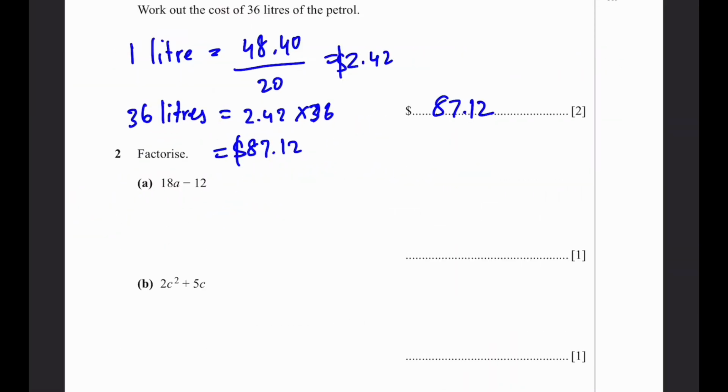Question 2. Factorize 18a minus 12. So the highest common factor of this is 6. And therefore it is 6 into 3a minus 2 when we divide both terms by 6. 2c squared plus 5c. Highest common factor here is c. So we have c into 2c plus 5. And that's the answer.